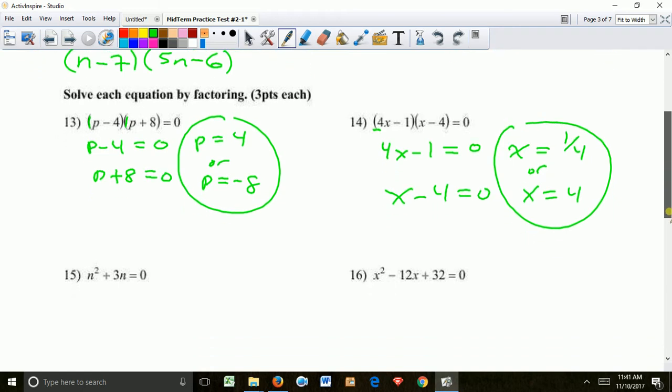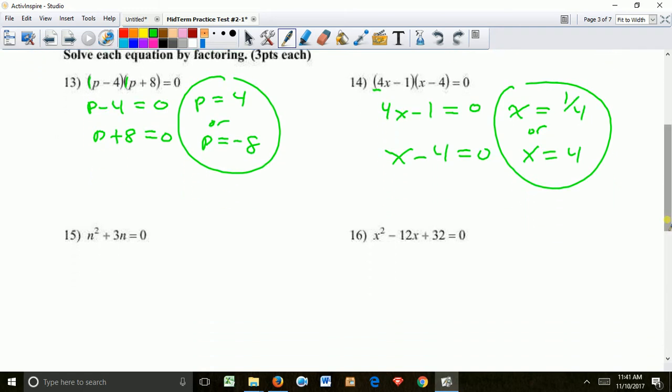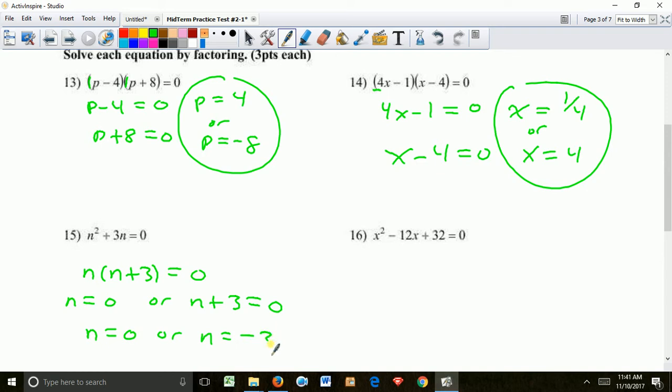The others, though, are not factored yet, so we have to factor them. So here we can factor out n, get n times the quantity of n plus 3 is equal to 0, and then set your factors equal to 0. n is equal to 0, or n plus 3 is equal to 0. n equals 0 is already solved. For the other one, you subtract 3 from both sides, and you'll get n is equal to 0, or n is equal to negative 3.